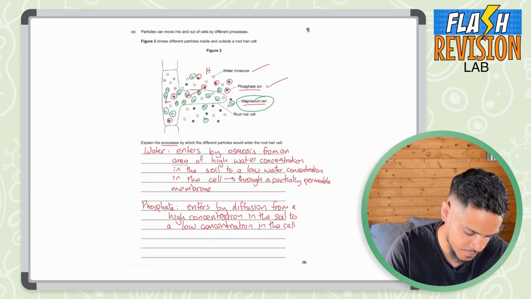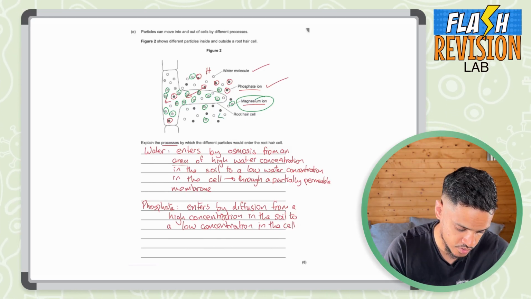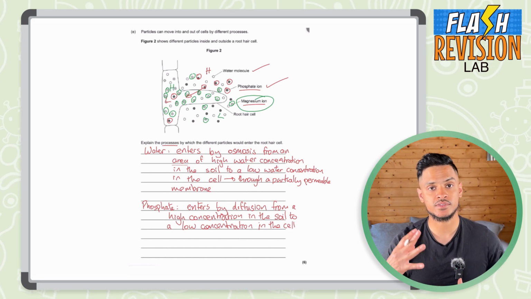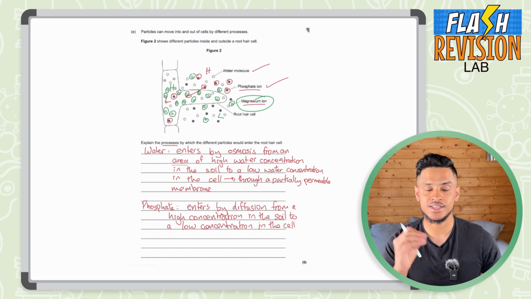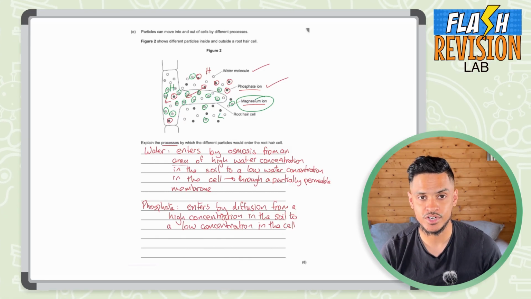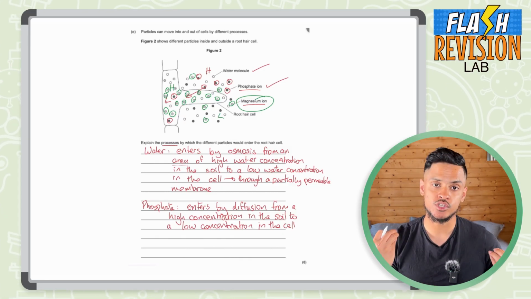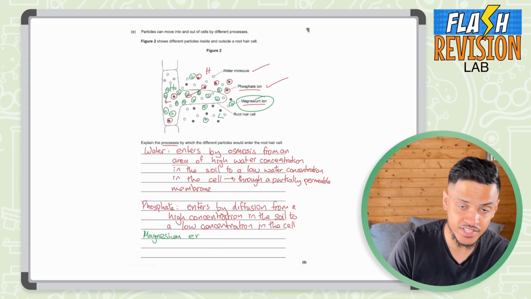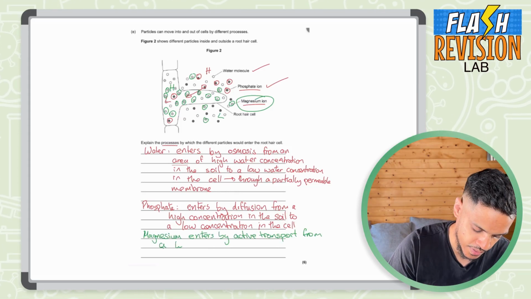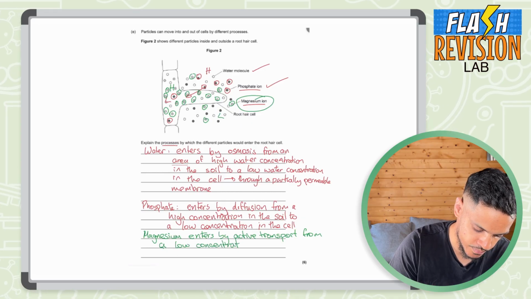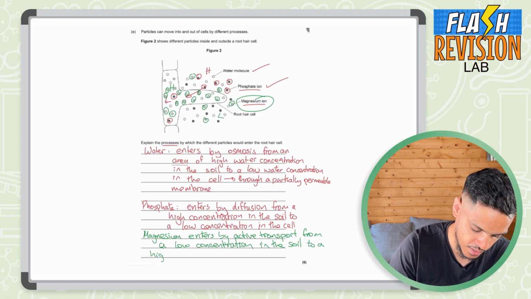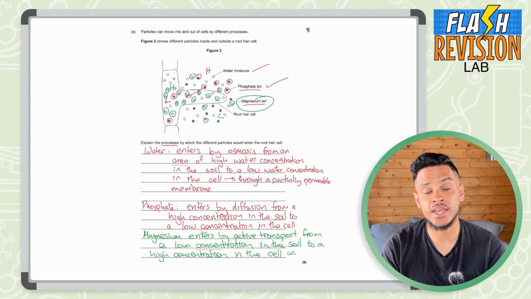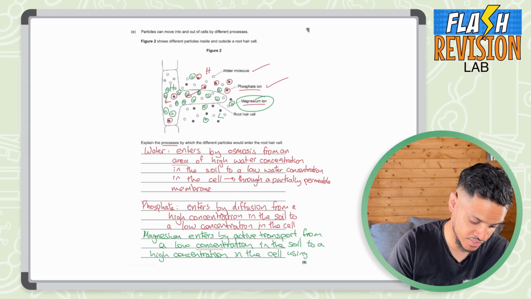So this time, we're going from a low concentration to a high concentration inside the cell. So low concentration outside in the soil, high concentration inside the cell. We're going against the concentration gradient, and that's going to mean we need to use active transport, which uses energy from respiration. So magnesium enters by active transport from a low concentration in the soil to a high concentration in the cell, and we can say using energy from respiration, because this is not a passive process.